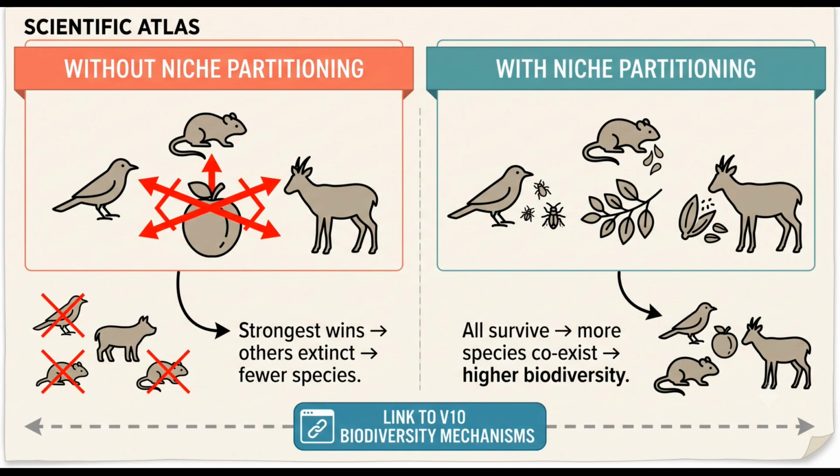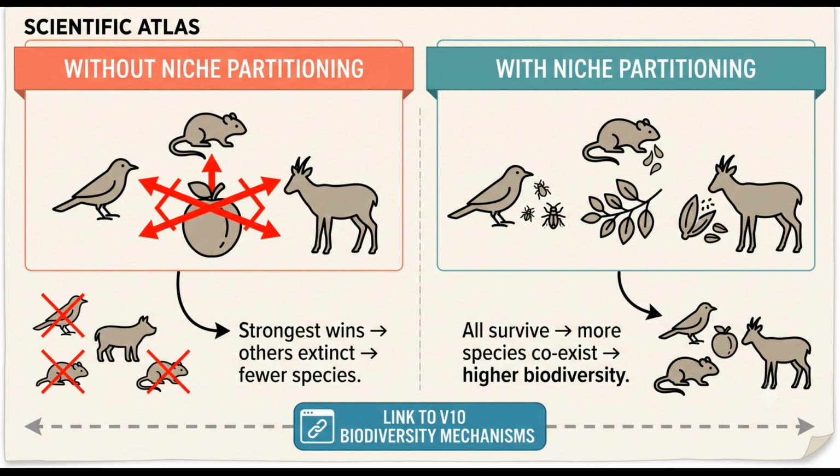One more important connection before the recap. Niche partitioning is both an animal adaptation and an explanation for why rainforest biodiversity is so high. Without niche partitioning, species would compete directly for the same food, the same space, the same nesting sites. In that scenario, the strongest competitor wins and the others go extinct: fewer species overall. With niche partitioning, each species occupies a slightly different niche: different food size, different feeding height, different feeding time. No direct competition means all species can survive: more species overall.